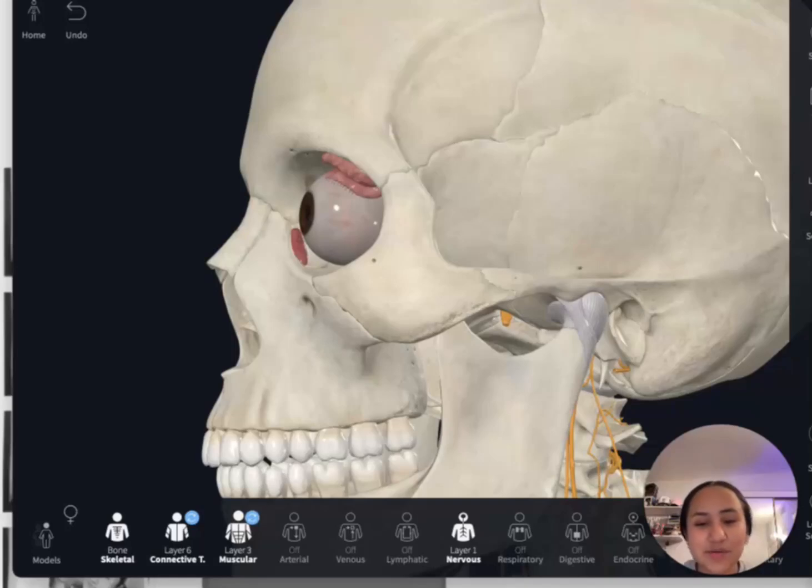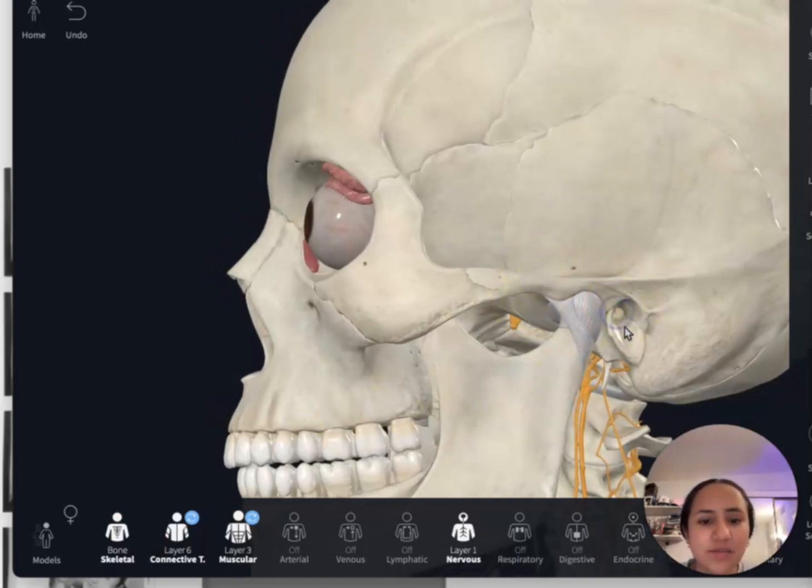So in today's video, we are going to be talking about the TMJ, otherwise known as the temporomandibular joint. So here it is right here. This is the left side. The location of this joint is between the mandibular condyle and the articular tubercle and the mandibular fossa of the temporal bone. So right here and then right there. This is the temporal bone, and this is the mandibular condyle.